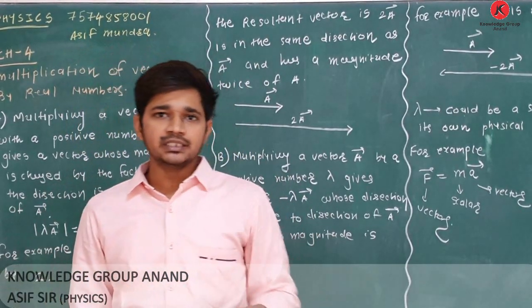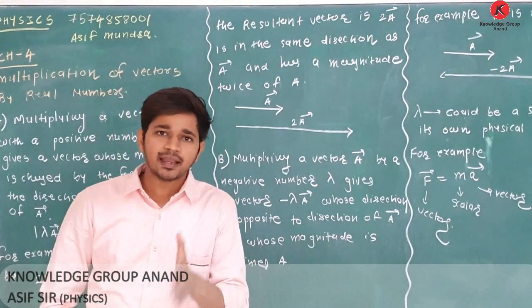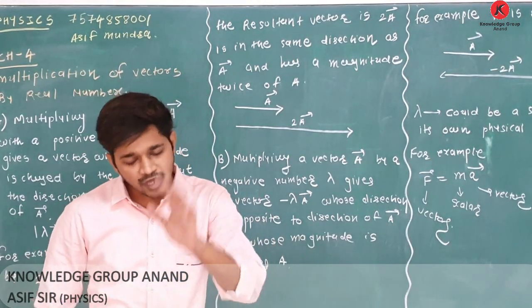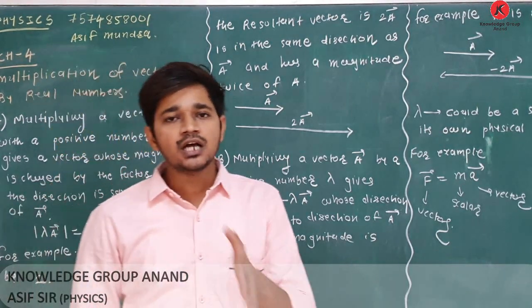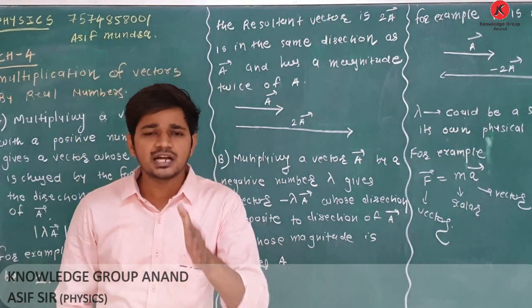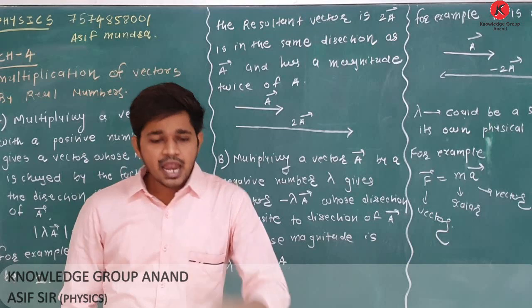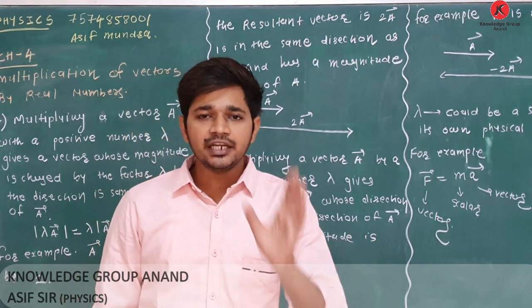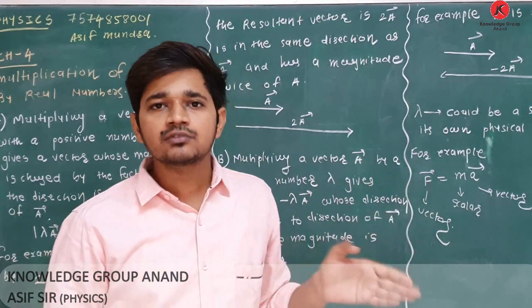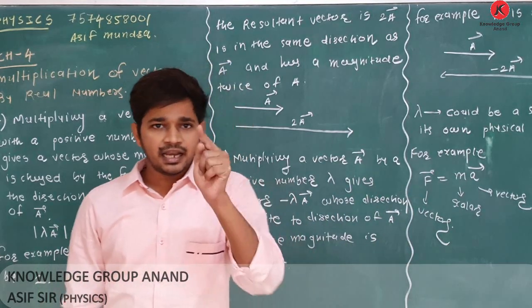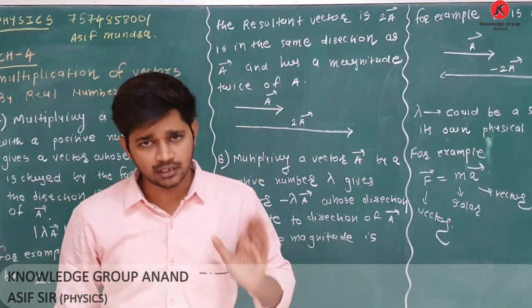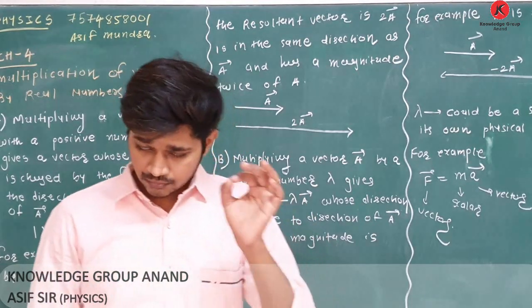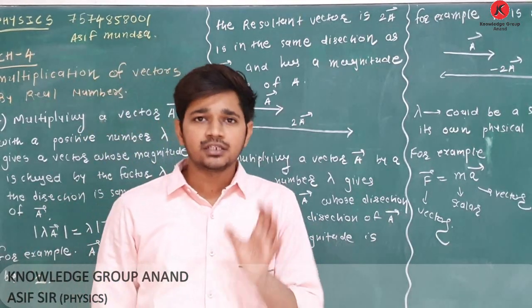Vector quantities means quantities dealing with magnitude as well as direction. So direction is important. How to represent any vector? Yes, with the help of an arrow. Arrow, its length, it gives magnitude of that given quantity. And head is in direction of effect of that vector. So you know how to represent any vector.